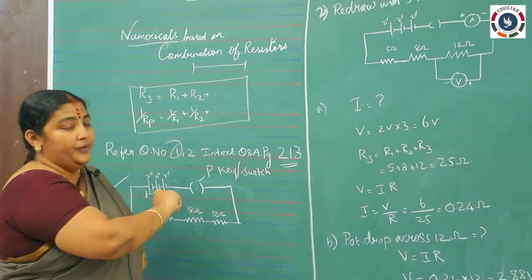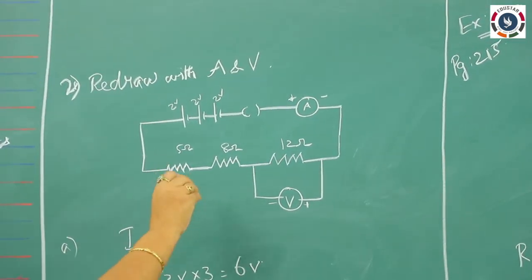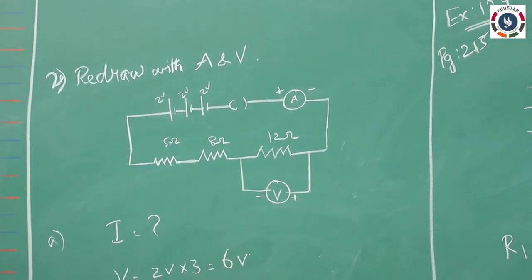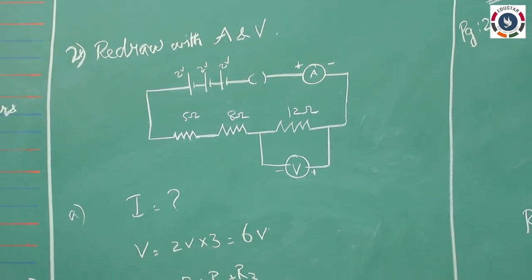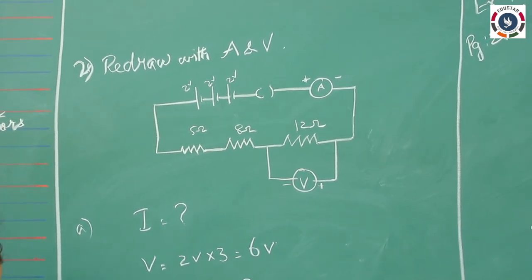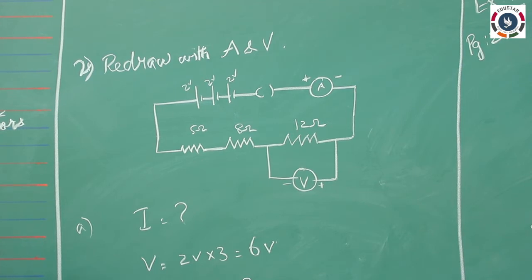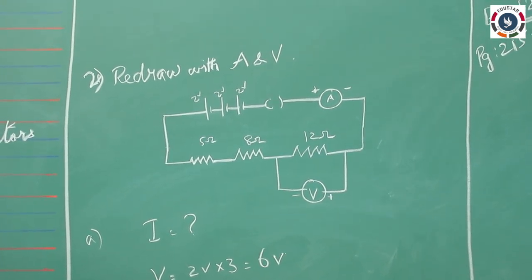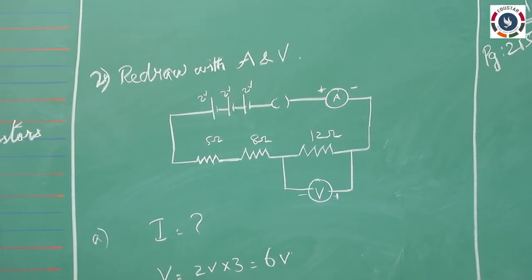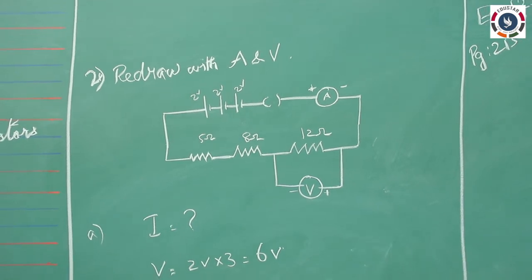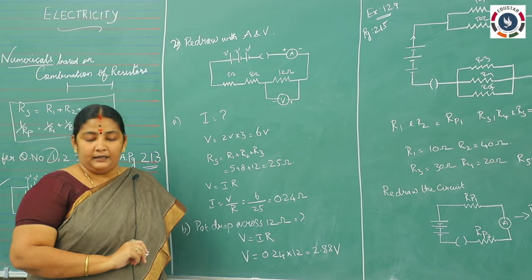In question number 2, they said to redraw the same circuit, including how we measure the current and also the potential difference across the 12 ohm resistor. What is the instrument used to measure current? Yes, you are right, it is the ammeter. So, in our circuit we have to include an ammeter. And what is the instrument used to measure potential difference? Yes, it is the voltmeter. But the question says you have to find the potential drop across the 12 ohm resistor.